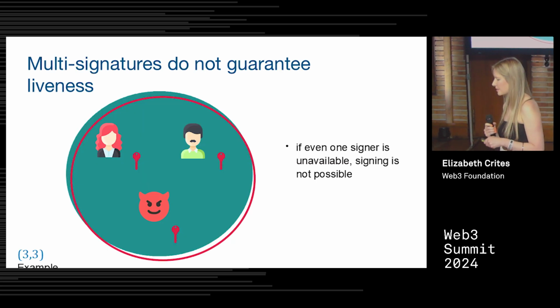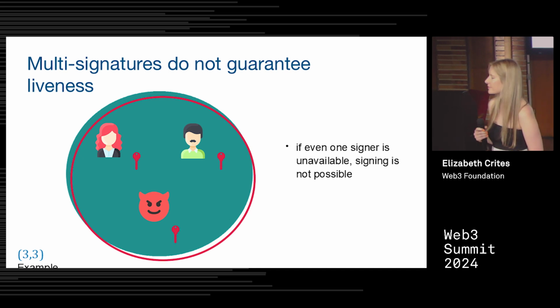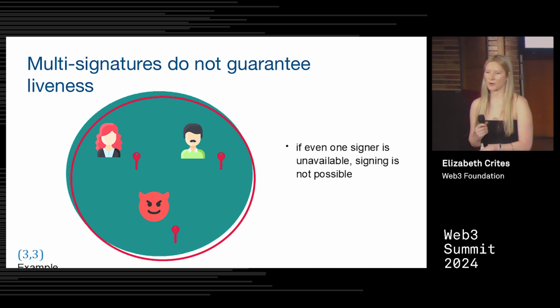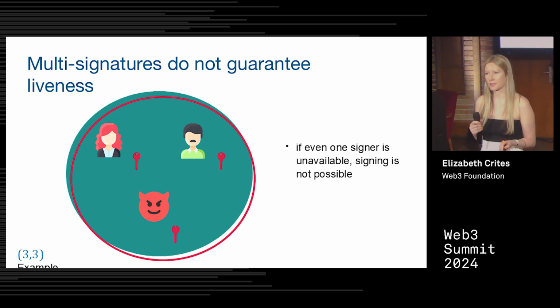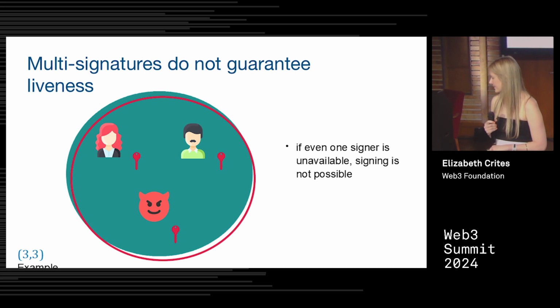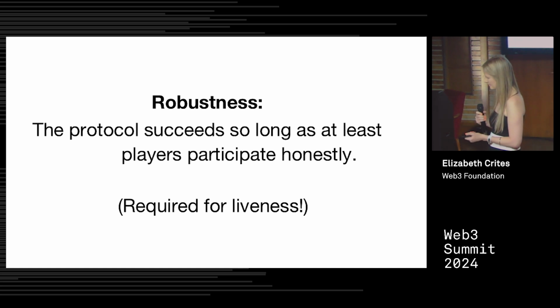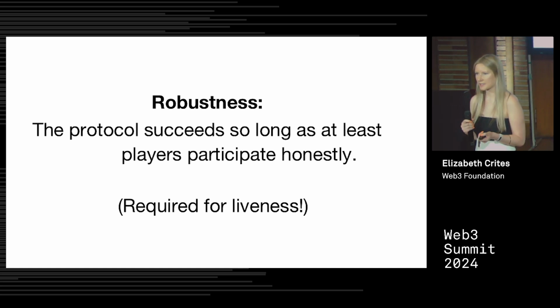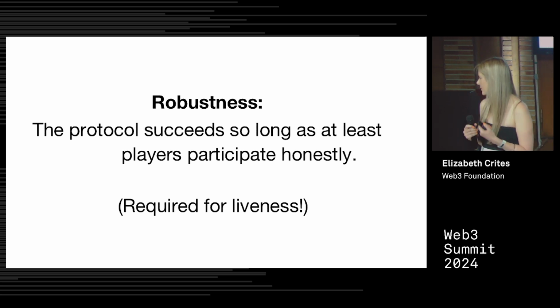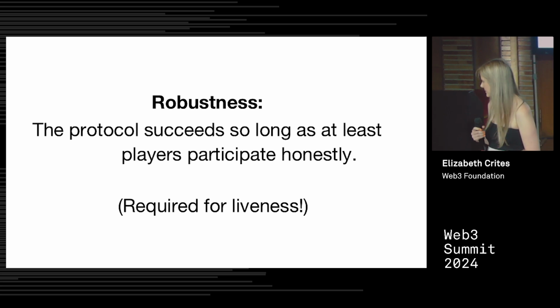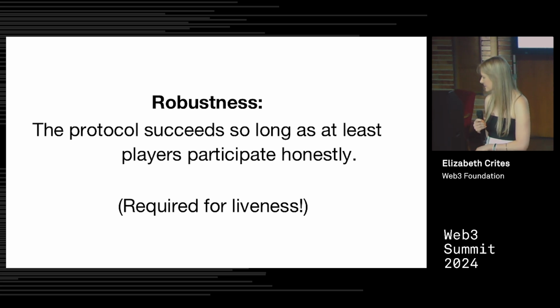And I want to point out that multi-signatures inherently do not guarantee liveness. So again, remember that a multi-signature requires all N parties to sign. So if one party goes offline, then no signature will be produced. Also, FROST is not robust. Robustness is kind of a subset of liveness where the protocol succeeds as long as T honest parties participate. So this would apply more to the threshold signatures, but is required for liveness.